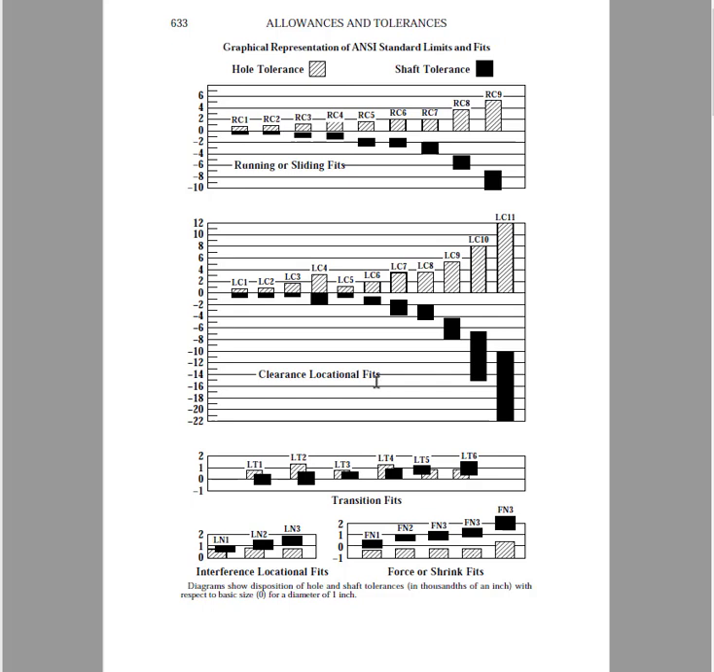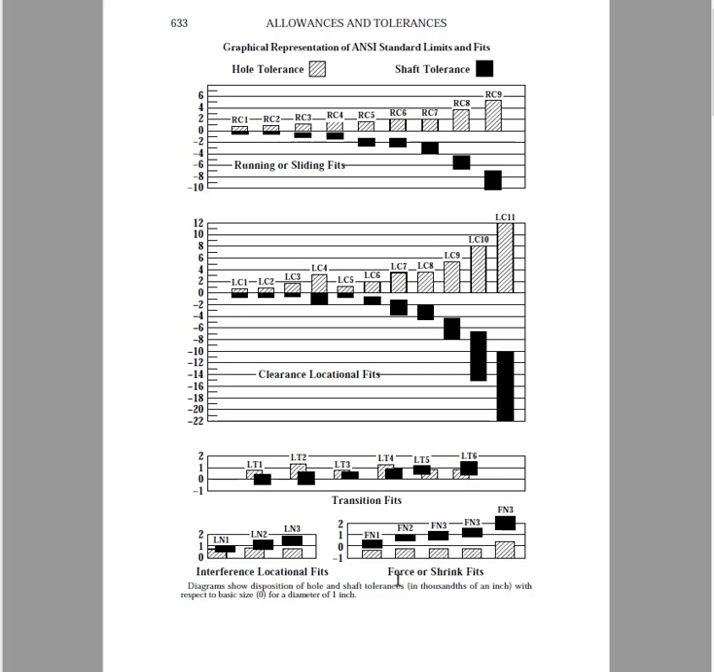This is a locational clearance fit. Again, these are all clearance fits, LC1 through LC11, and by the time you get up to LC11, it's a pretty loose fit. It's used just to locate parts when you're putting them together. We've also talked about transition fits, this is LT. Some of them are clearance and some are interference. You can see the hatched and dark bars overlap each other.